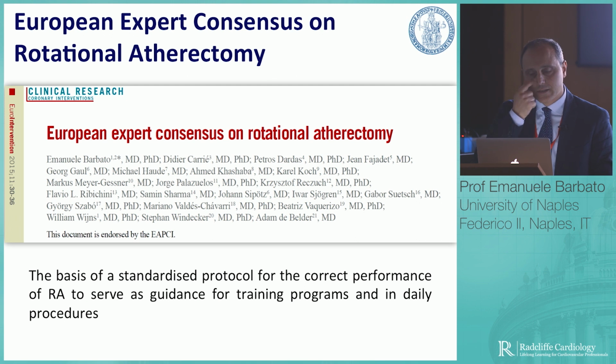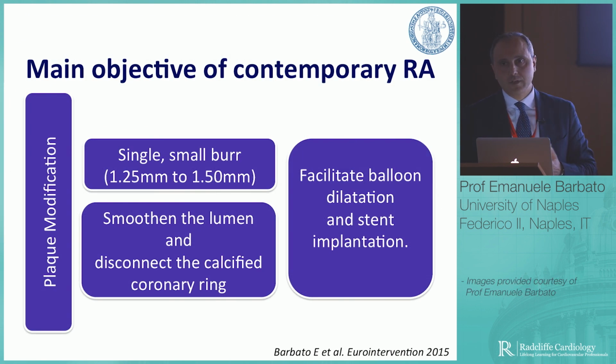We have prepared this consensus document a few years ago with several European experts. There is also one colleague from UK, I think you all know Adam de Belder, in order to more or less have a common ground in tackling these patients with rotational atherectomy. And we agreed that the main objective of contemporary rotational atherectomy should be to modify the plaque. So we're not anymore aiming, in most of our cases, to debulk those coronary stenoses. And this practically means smoothing the lumen in order to disconnect the calcium rings. And this is most of the time achieved with single bars or with 1.25 to 1.5 millimeter bars.